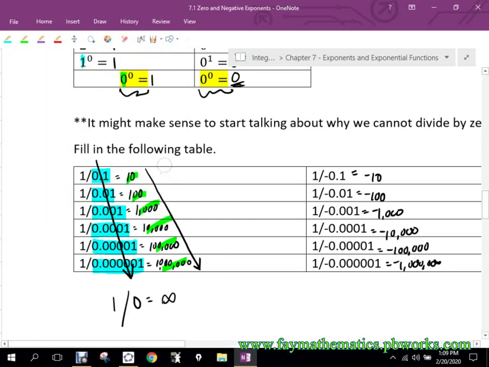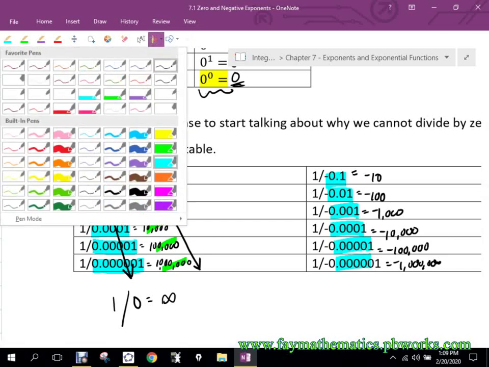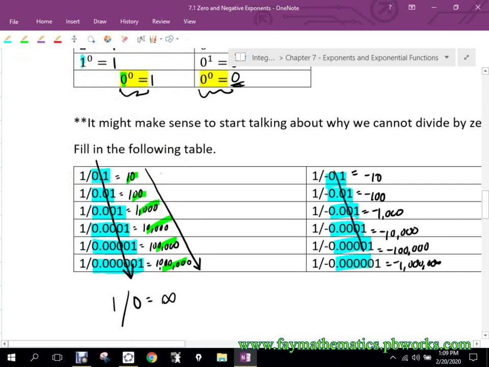Okay. So as these numbers, I'll highlight them again. These blue numbers are getting closer and closer to 0, aren't they? Does that make sense? Are we good with that? Okay. But what are these numbers over here getting closer and closer to? Negative infinity, aren't they? Does that make sense?